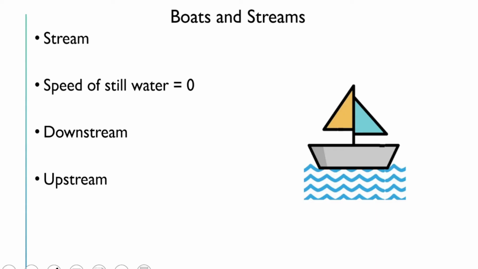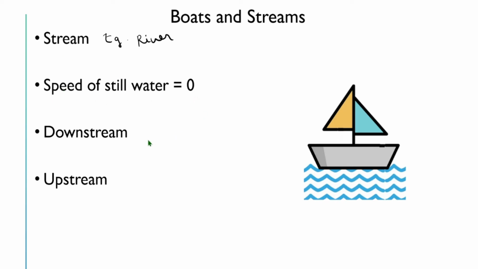So first let us familiarize with certain terms. The first one is stream. Stream is nothing but all those water bodies in which water is flowing with some speed. So we call those as streams. Say for example, river. So example for stream we can consider river, because in river the water flows with some speed. We know that the speed of still water is 0.